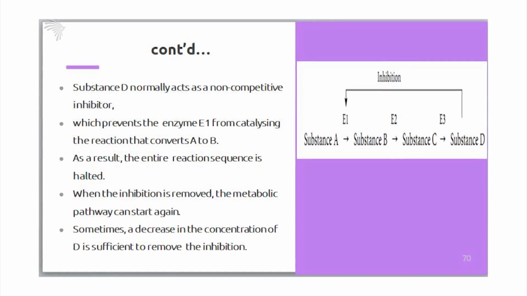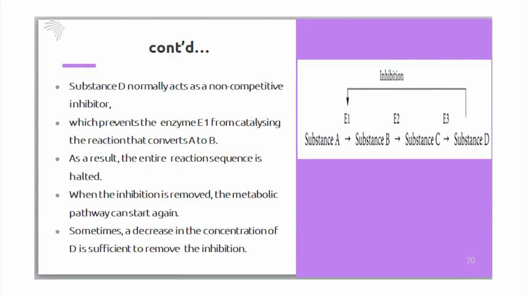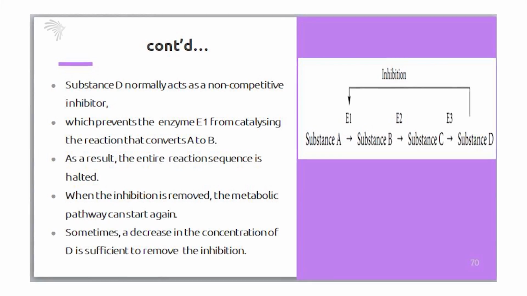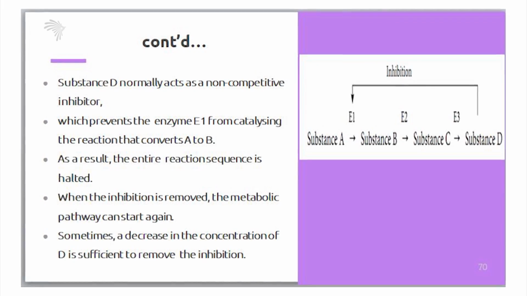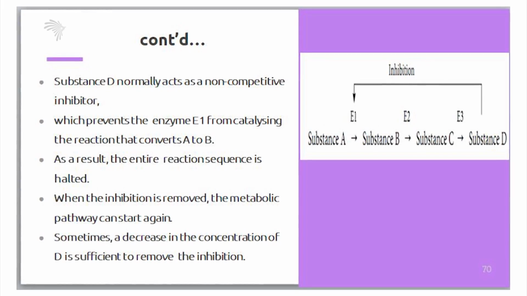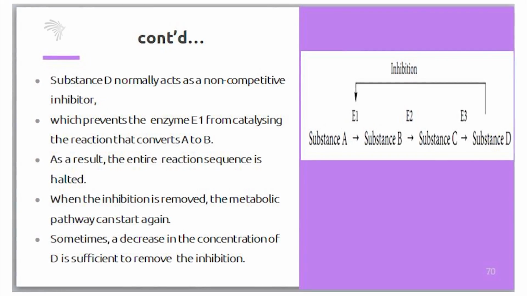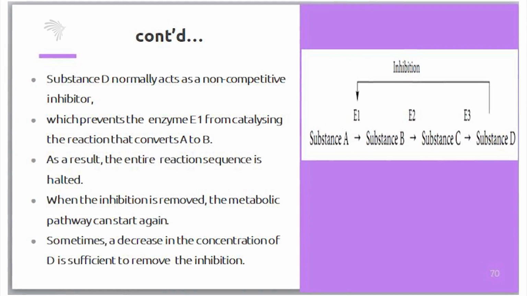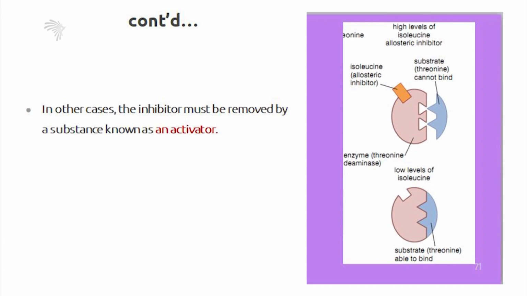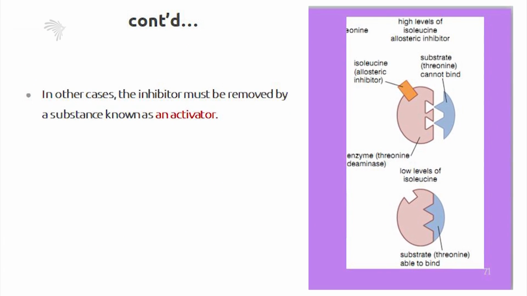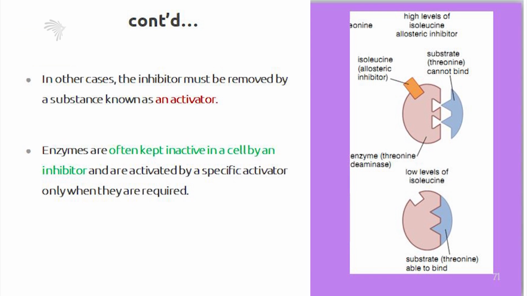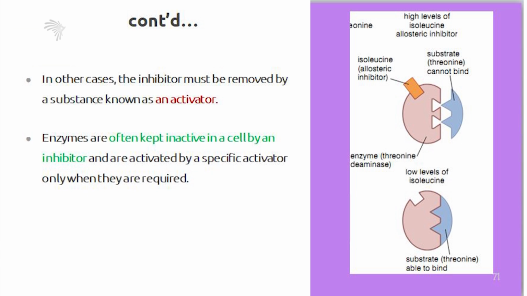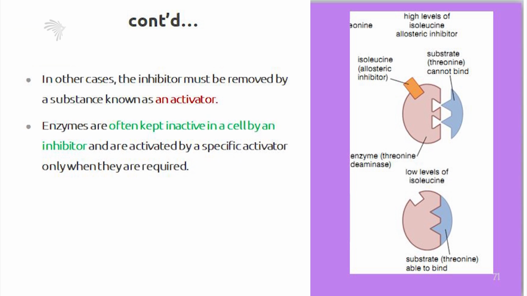This way, substance D acts as a non-competitive inhibitor, which prevents enzyme E1 from catalyzing the reaction that converts A to B. As a result, the entire reaction sequence is halted. When the inhibition is removed, the metabolic pathway can start again. Sometimes a decrease in the concentration of D is insufficient to remove the inhibition. In other cases, the inhibitor must be removed by a substance known as an activator. Enzymes are often kept inactive in a cell by an inhibitor and are activated only when they are required.